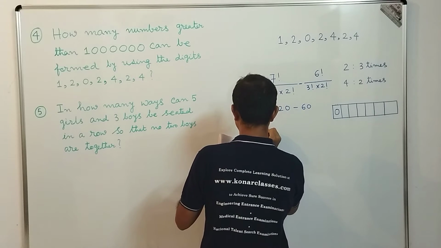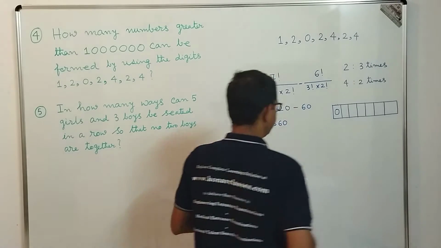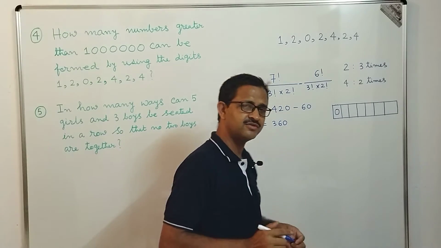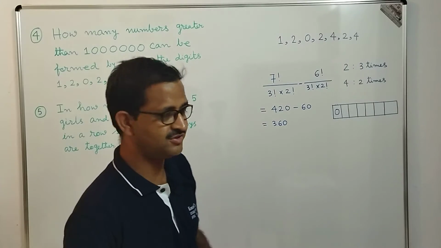So 420 minus 60, that becomes 360 is the answer. Okay. Now this is the most convenient way of addressing the problem. Okay, this question. Now there is another way also you can address this question.